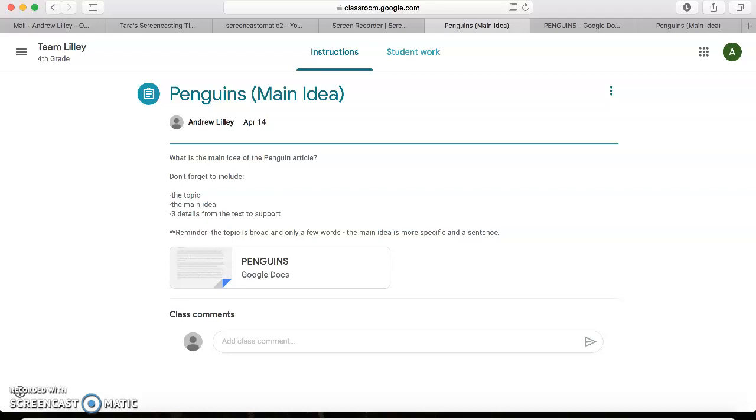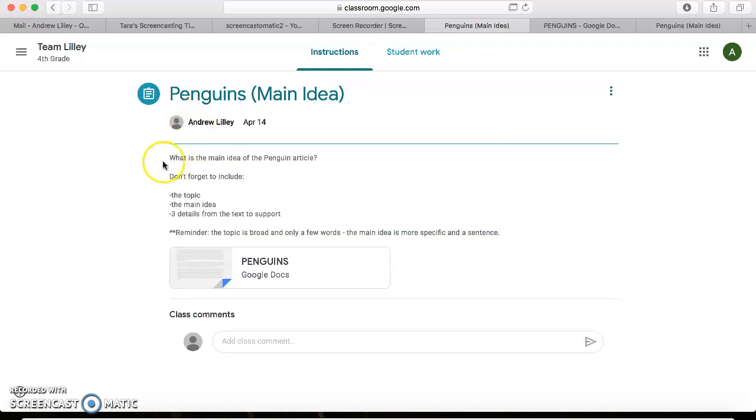Hey everybody, good morning. I just wanted to review how to answer a level 3 question when it comes to finding the main idea of a text. So here we have an assignment we completed a week or two ago. It's the one on penguins.